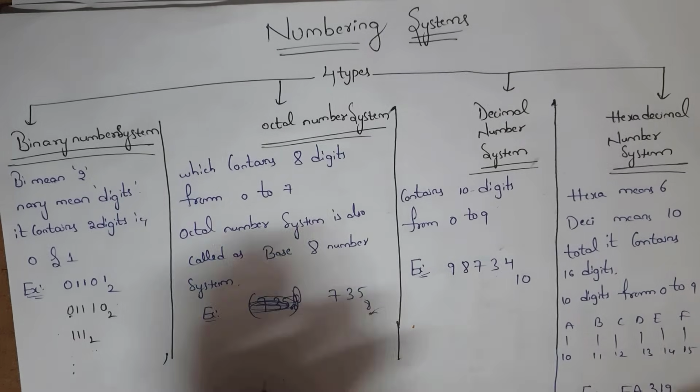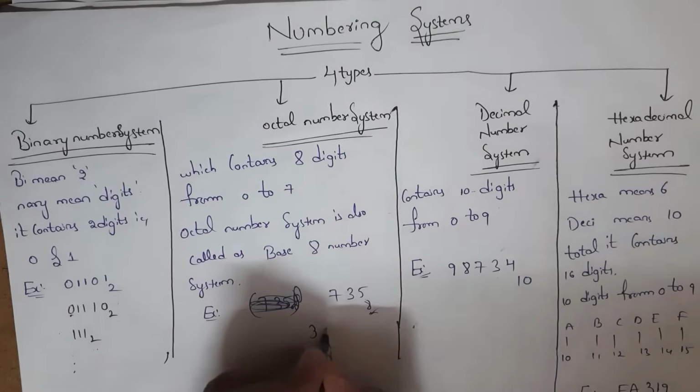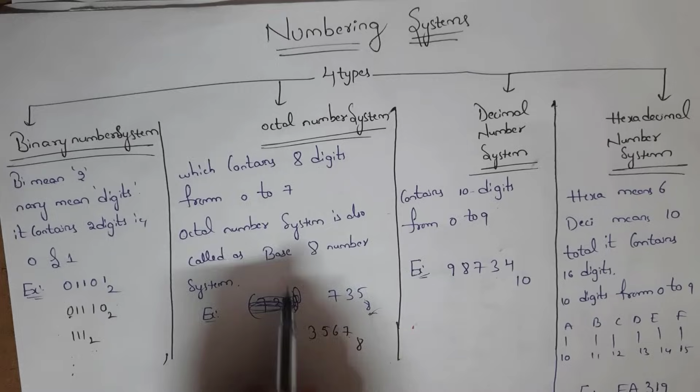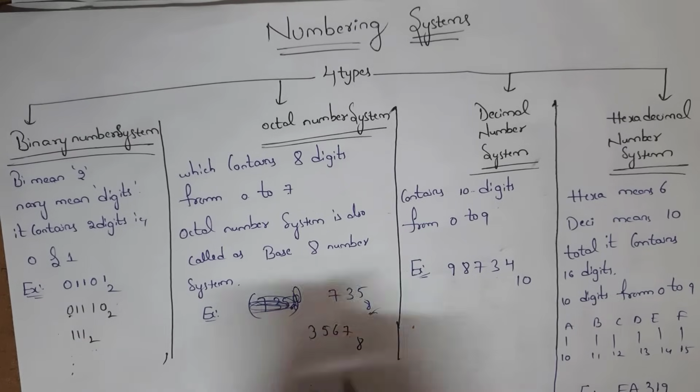I will give one more example. 3, 5, 6, 7 base 8. Numbers are in between 0 and 7. So we call it the octal number system.